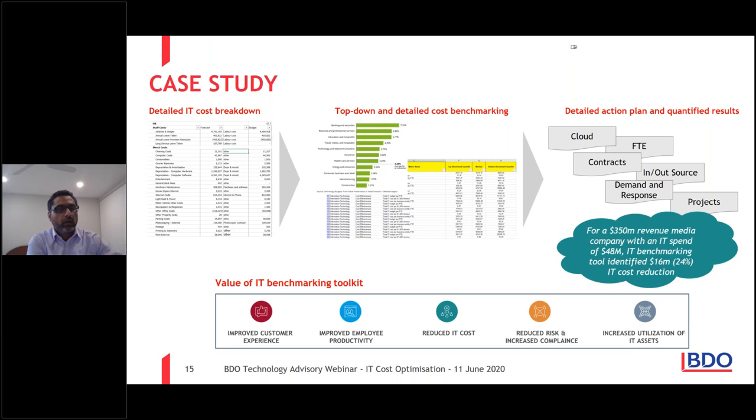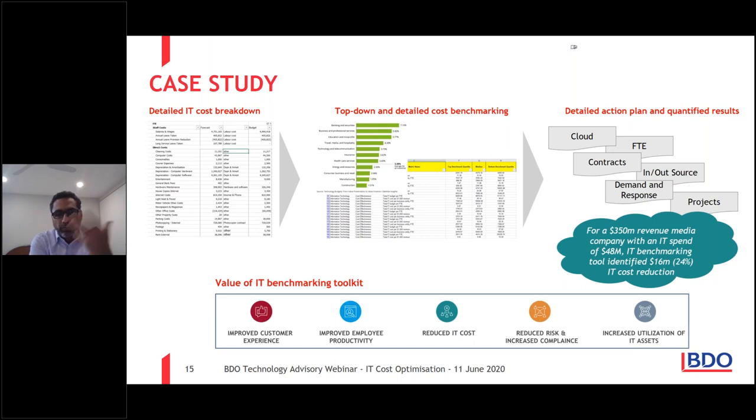We got almost 150 lines under the headline budget number. Now, we had an option of either going line by line, or doing a bit of a dip test to see if there is any benefit that could be derived before we go into the line by line approach. So what we did was we actually used our benchmarking toolkit to benchmark the IT costs.